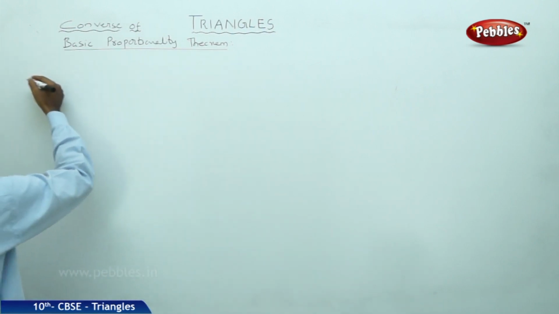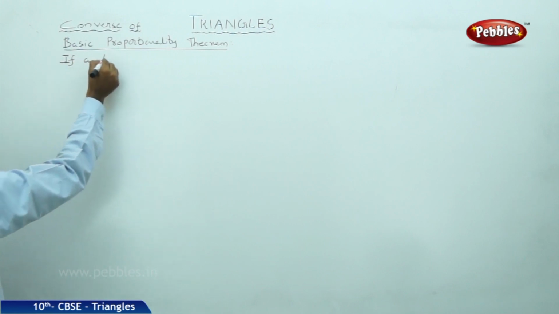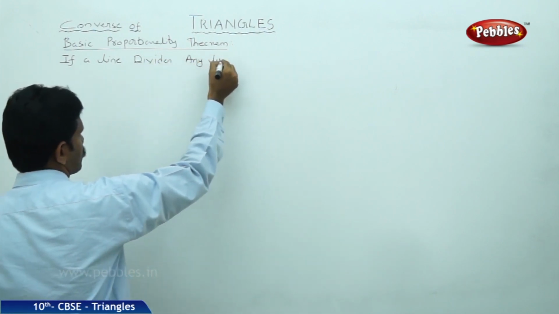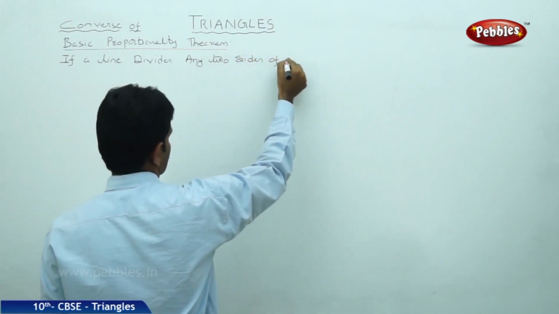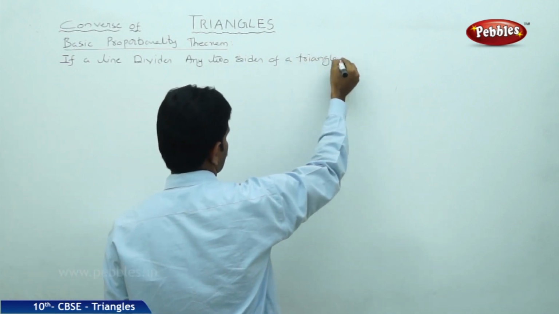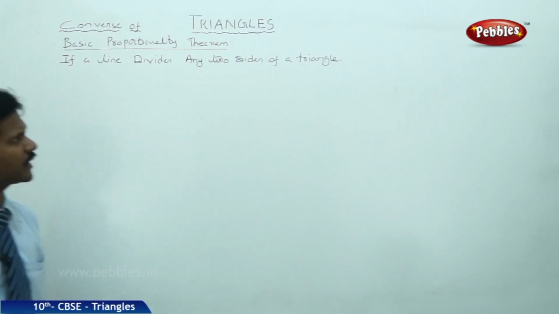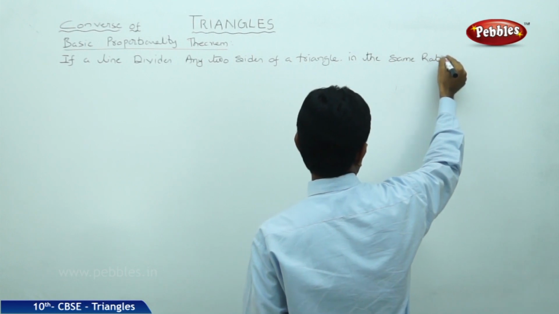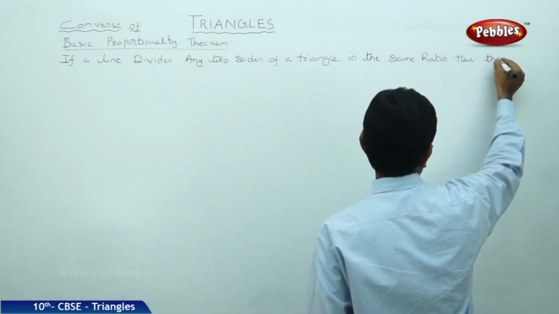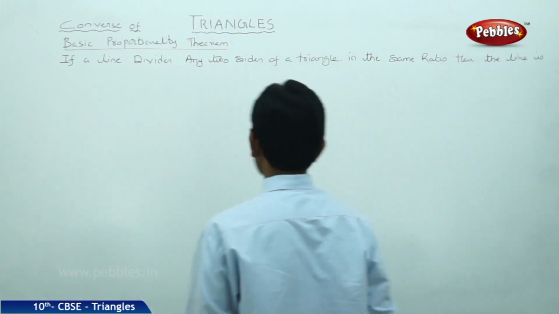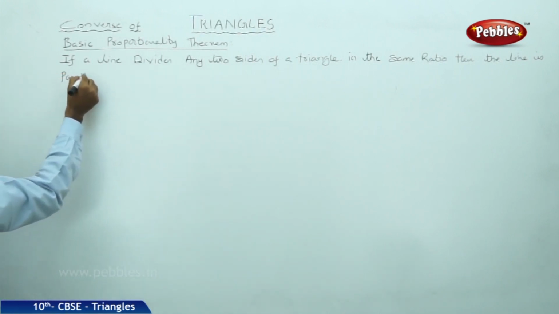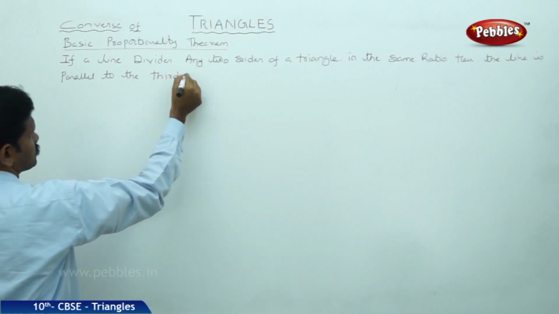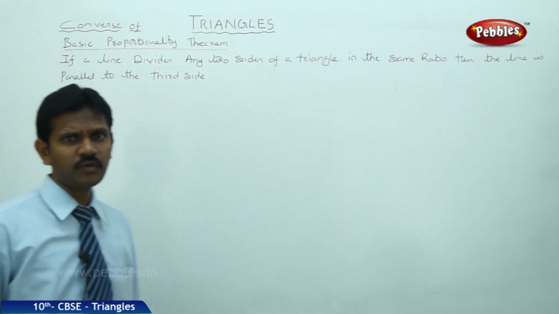Now the statement: if a line divides any two sides of a triangle in the same ratio, then the line is parallel to the third side. This is the statement of the converse basic proportionality theorem.